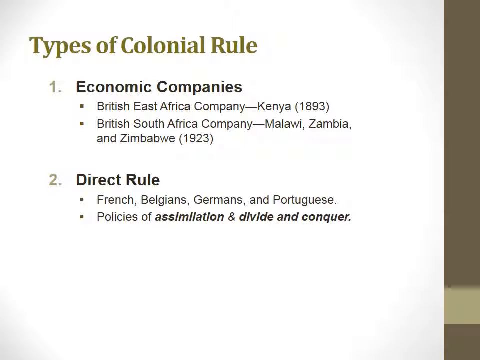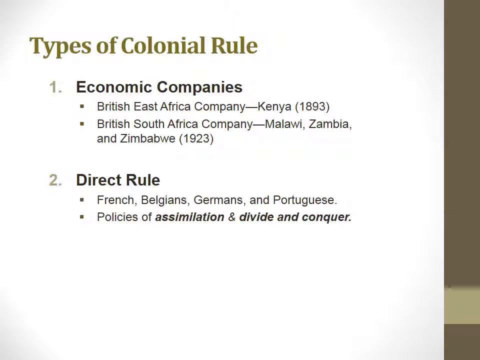The British South African Company was established in 1887. It lasted a little bit longer than the East African Company. Using force and coercion, it colonized 3 territories: Malawi, Zambia, and Zimbabwe, and governed these colonies until 1923.